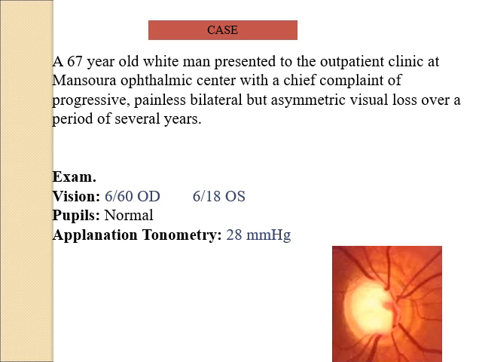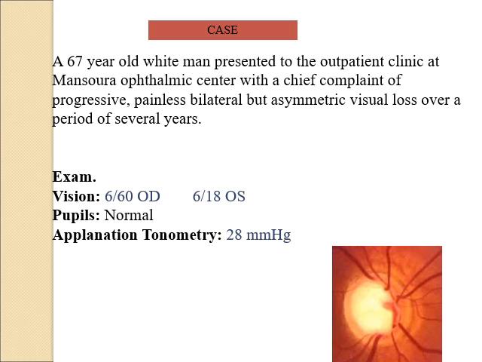A 67-year-old white man presented to the outpatient clinic at Mansoura Ophthalmic Center. His chief complaint is progressive, painless, bilateral, asymmetric visual loss over several years. What are causes of gradual, painless diminution of vision? Do not forget cataract. Do not forget diabetic retinopathy. Do not forget primary open-angle glaucoma.